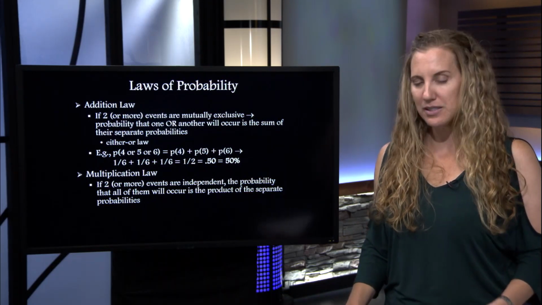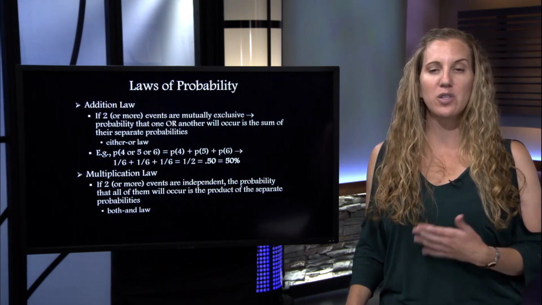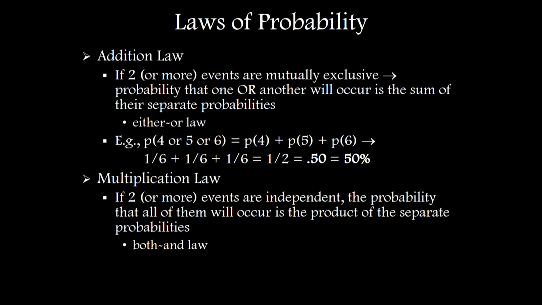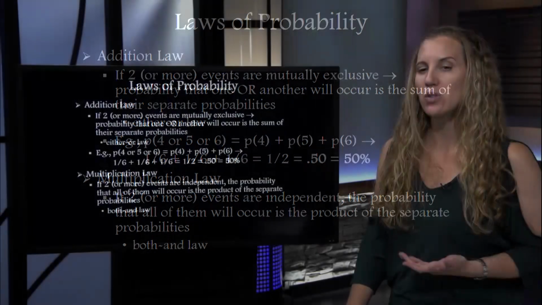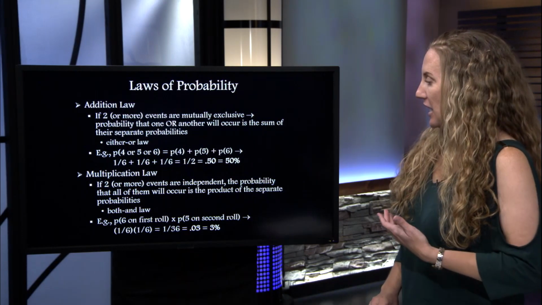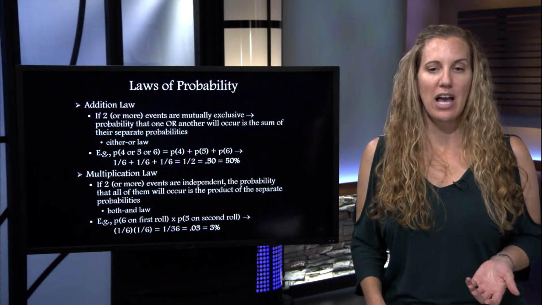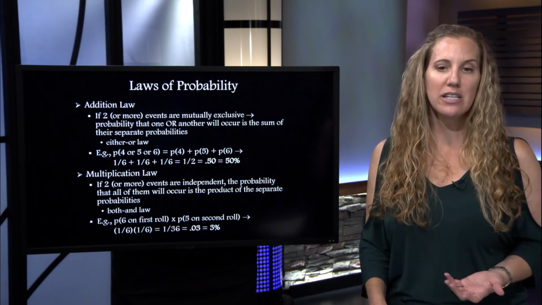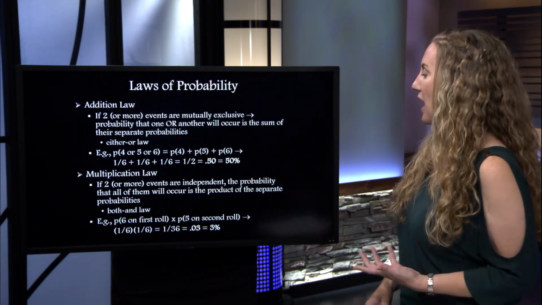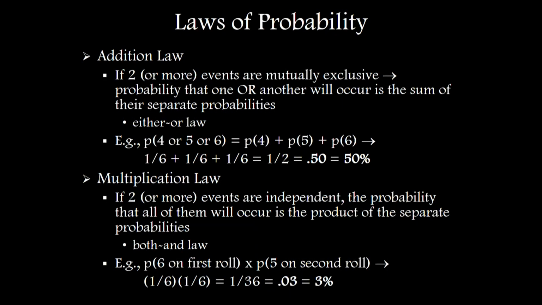I think it's easier if we also call this the both-and law. So if we're looking at both A and B occurring, it's actually going to be a lot harder. So let's look at an example here. If I had a die and I wanted to roll it 2 times, what is the probability of rolling a 6 on the first roll and then rolling a 5 on the second roll? This is actually going to be pretty hard, right? Because I only have a 17% chance of rolling a 6 on the first die to begin with. So now you're telling me I have to roll a 6 and I have to roll a 5. Well, it's hard enough just to get one of those numbers, but now I have to get both.